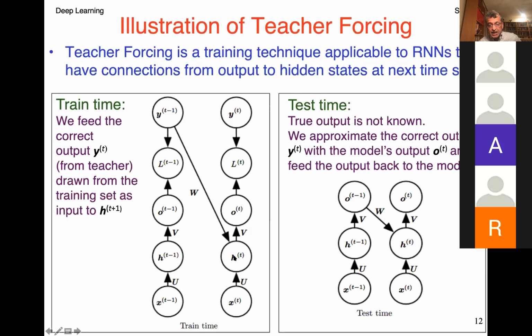During test time, when you have a new input, the true output is not known. In the machine translation problem, while training, we know exactly what word you should be getting and we can let you figure it out. But now you have a new example and we say, please translate it for me. I don't have ground truth. So we approximate the correct output y_t with the model's output. We are taking the model output back here. So there's a difference: in training time we're using ground truth, and here we're using just the output.